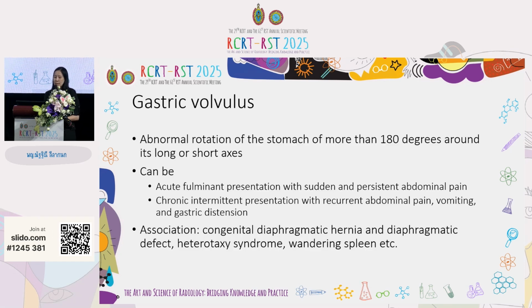Gastric volvulus is an abnormal rotation of the stomach greater than 180 degrees around its long or short axis. It can present acutely with sudden, persistent abdominal pain or present chronically with intermittent episodes of abdominal pain, vomiting, and gastric distension. It is associated with conditions such as congenital diaphragmatic hernia, diaphragmatic defects, heterotaxy syndrome, and wandering spleen.